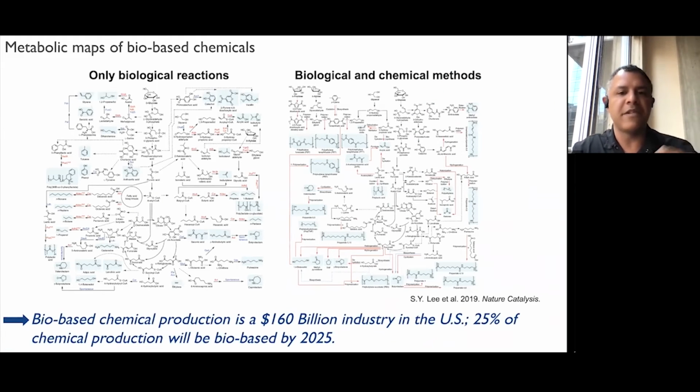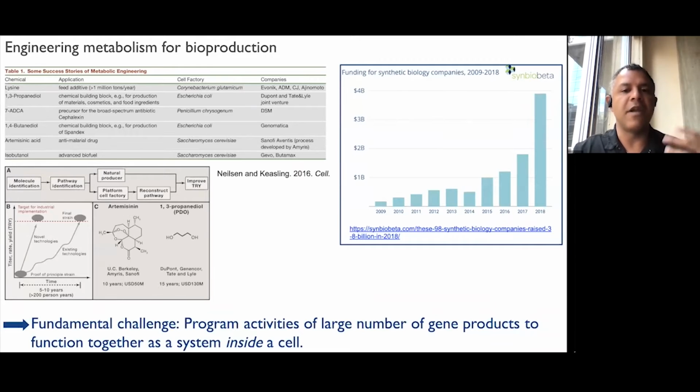Now, in principle, there is a vast space of medically and industrially important chemicals and materials that can be produced using biology. And in fact, it's not always appreciated that bio-based chemical production is already a $160 billion industry in the United States, and that we're on track for something like 25% of all chemical production to be bio-based by 2025. Of course, there are a number of notable recent successes in applying synthetic biology and metabolic engineering for applications in bioproduction. But the fact is that these remain challenging, time and resource intensive undertakings.